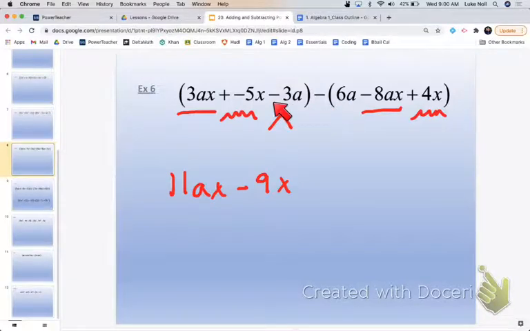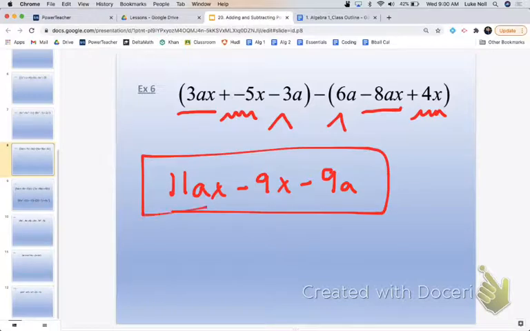And negative 3a, but it's minus 6a. Well, it's negative 3, subtract 6 more. Right? I get negative 9a, right? That takes care of everything, no more like terms. So again, even if you didn't write it in that order, as long as you have a minus 9x, a minus 9a, and a positive 11ax, that's what we're looking for.